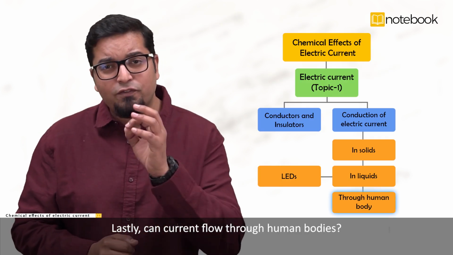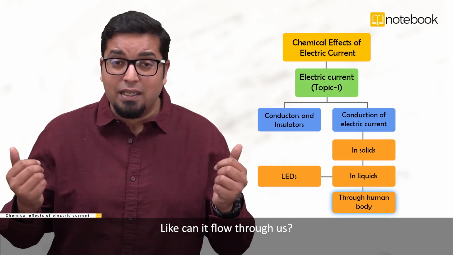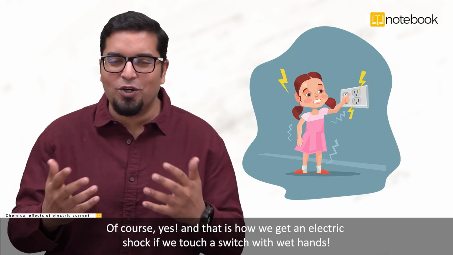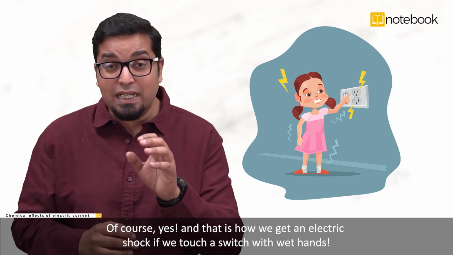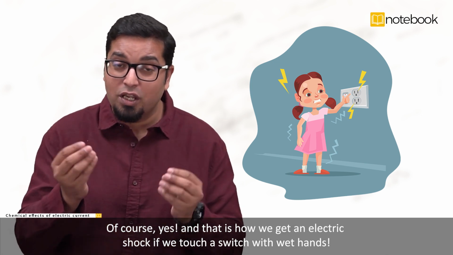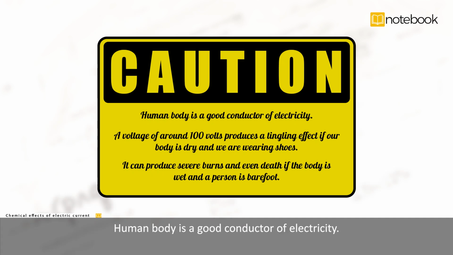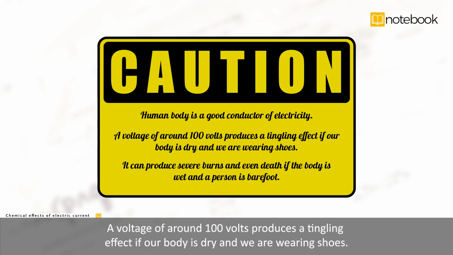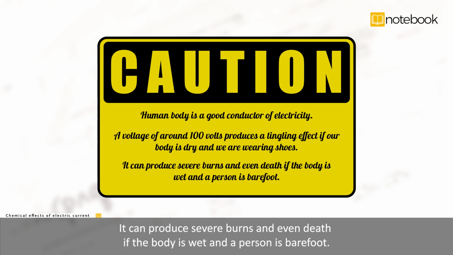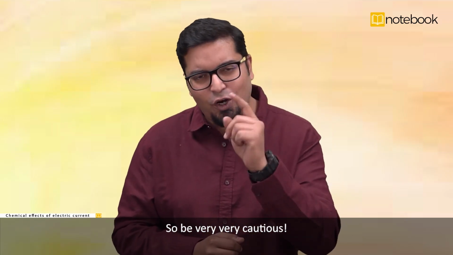Lastly, can current flow through human bodies? Like, can it flow through us? Of course yes, and that is how we get an electric shock if we touch a switch with wet hands. Human body is a good conductor of electricity. A voltage of around 100 volts produces a tingling effect if our body is dry and we are wearing shoes. It can produce severe burns and even death if the body is wet and a person is barefoot. So be very, very cautious.